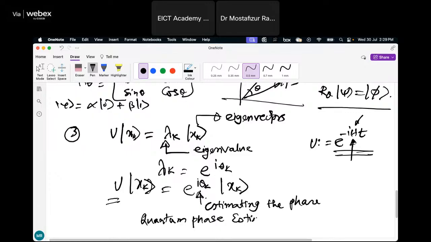So we will be coming to that. Most likely tomorrow I'll show what the circuit is and how this is implemented. So, the quantum phase estimation algorithm.